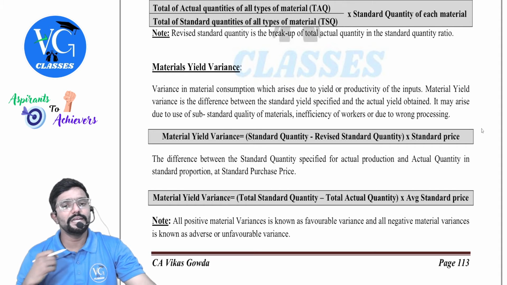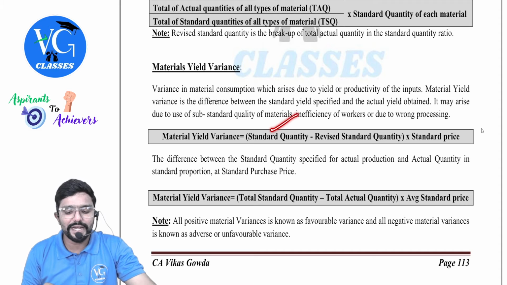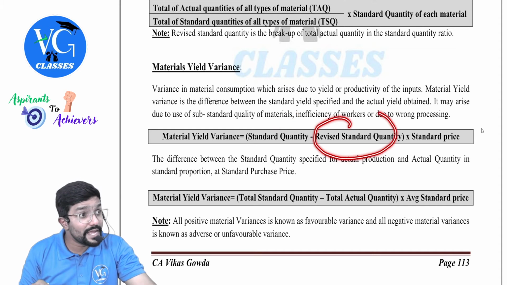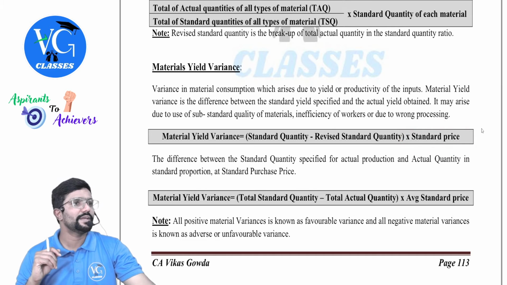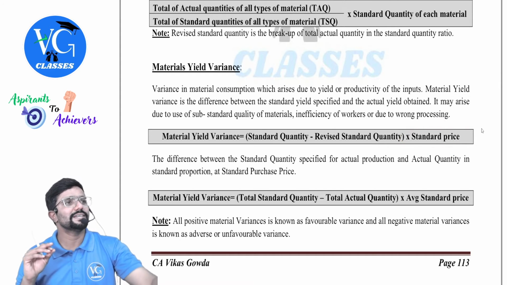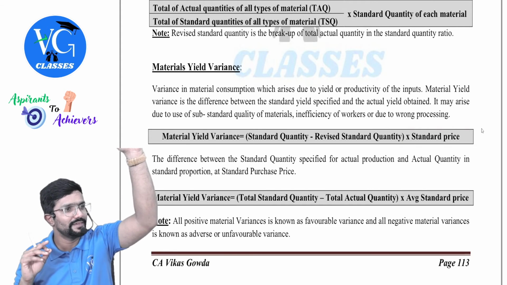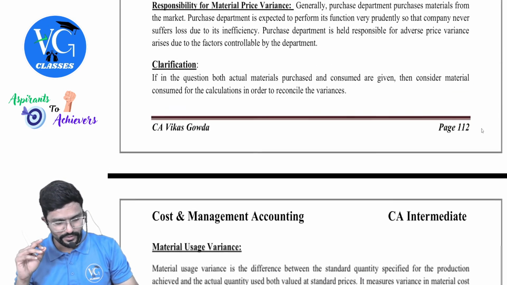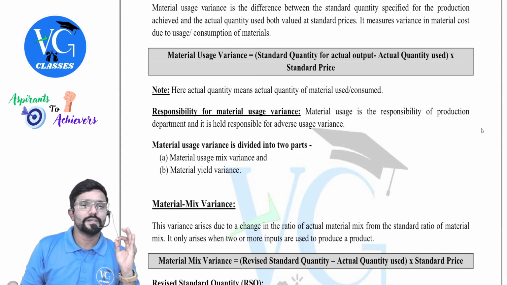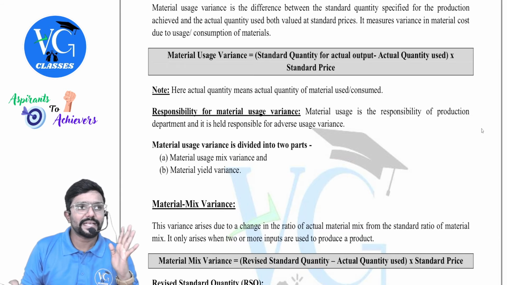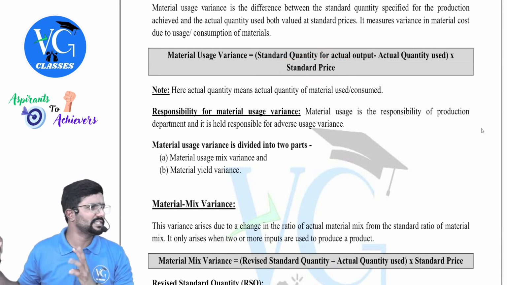Material yield variance, what is the formula, guys? We are just again interchanging the positions. Standard quantity minus revised standard quantity into standard price. Here what is the base? Usage variance is the base. Let us go back to usage. Now listen, mix and yield are subcategories of this. The multiplier is copy paste, no change in that.